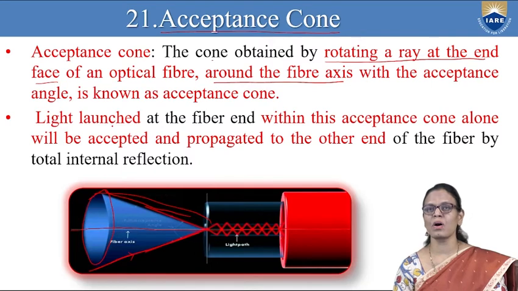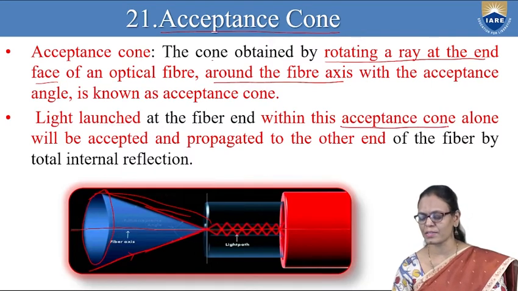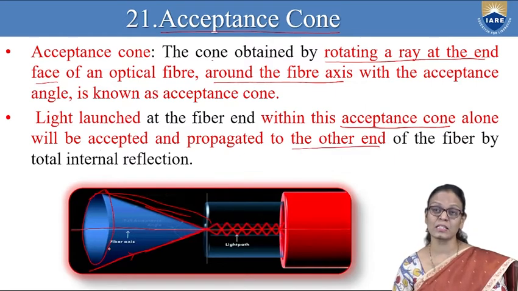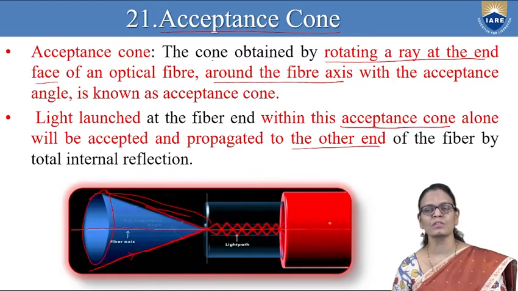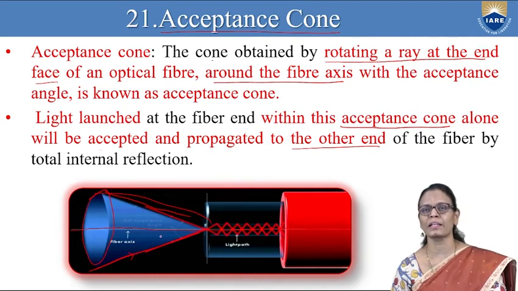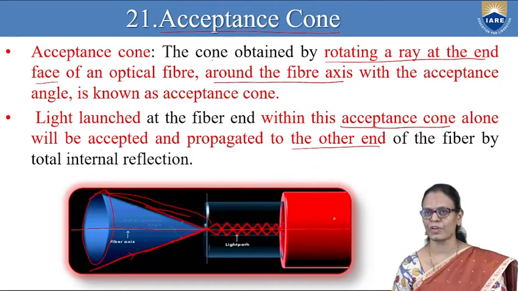So light launched at the fiber end within this acceptance cone alone will be accepted and propagated to the other end. So if it is incident outside the cone, then it cannot propagate through the fiber. So acceptance cone, so all the rays that fall inside the cone can easily propagate through the fiber.